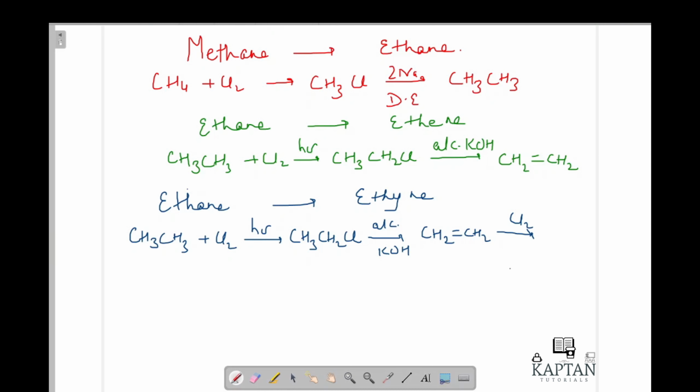Yes, the product will be CH2-CH2 here, with 1 Cl over here and 1 Cl on this carbon. Then again you further move on by using a reagent, alcoholic KOH. Because we have to replace 2 Cl, we are going to add 2 molecules of KOH, and then it gives you ethyne, that is HC≡CH.